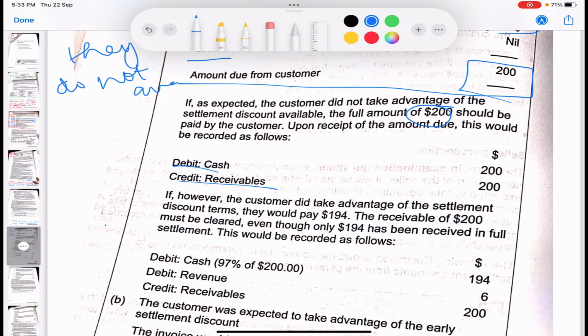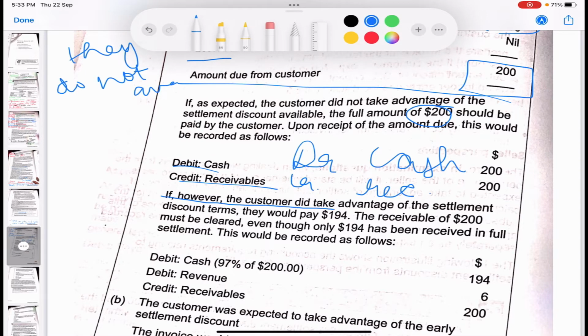Why? Because when the invoice has been made, if the discount would have been given and if the person would have taken the discount, then the journal entry would be totally different. But in this situation, no discount has been taken, right? So we'll just be receiving the cash and we will be crediting the receivables since we have received it.